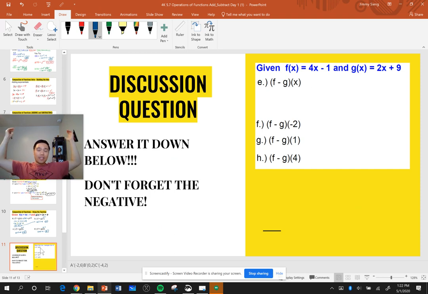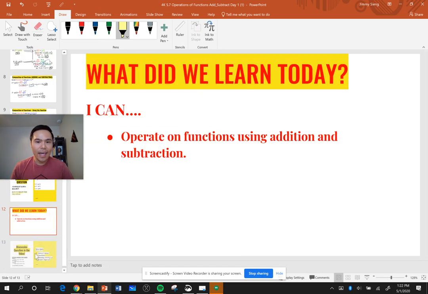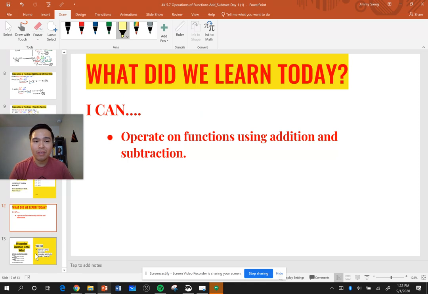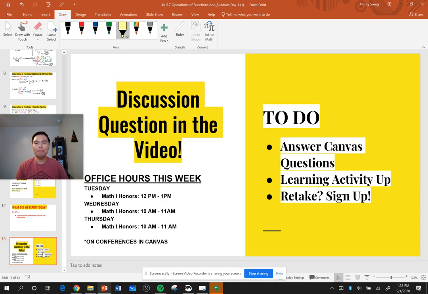Okay, that's it for the lesson today. Here's the discussion question. It's going to be down below. This time it's kind of like a Canvas activity quiz thing where you have to put an answer in, right? Just some hints as well. Remember, this is subtraction, so don't forget the negative. Don't forget to distribute it. Besides that, today is about operators, functions, addition, subtraction. We'll do a second day of this tomorrow. I put a learn activity up, so go ahead and answer the question.